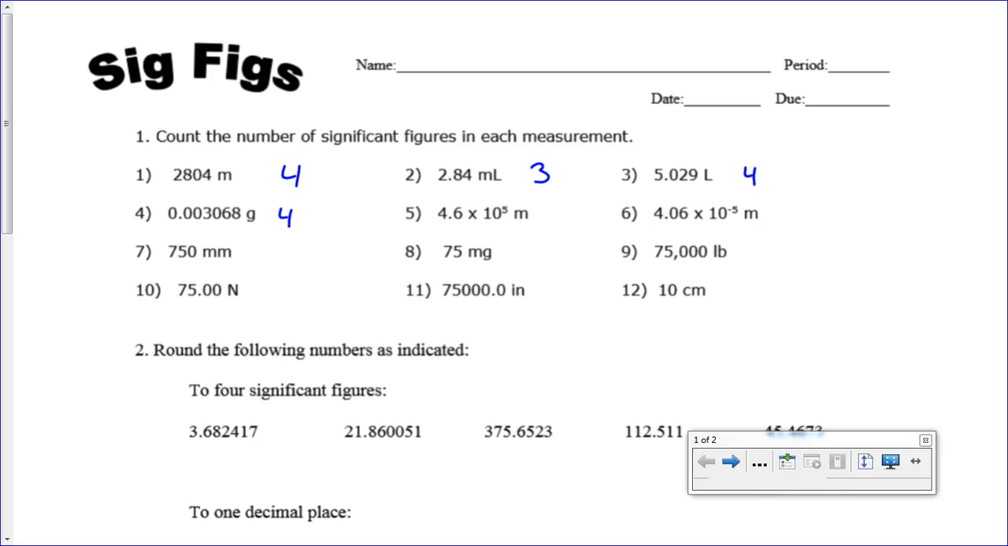On number 5, it's in scientific notation. Remember, with scientific notation, we ignore what comes after the times 10 to the power, so we're just looking here. 4.6, that's 2. For number 6 here, again, it's scientific notation, so we ignore what comes here at the end. That's just telling you where to move the decimal place. So 4.06, this zero is a sandwich zero, which means it does matter, so we've got 3 numbers that matter in this one, 3 significant figures.